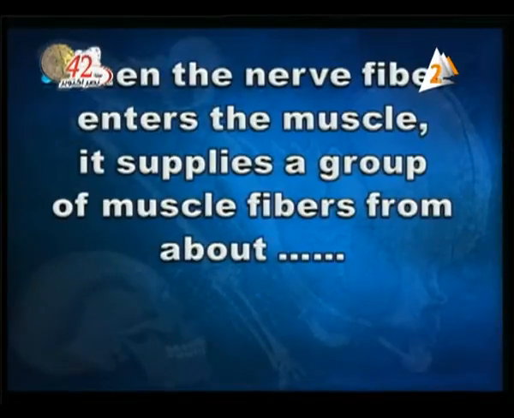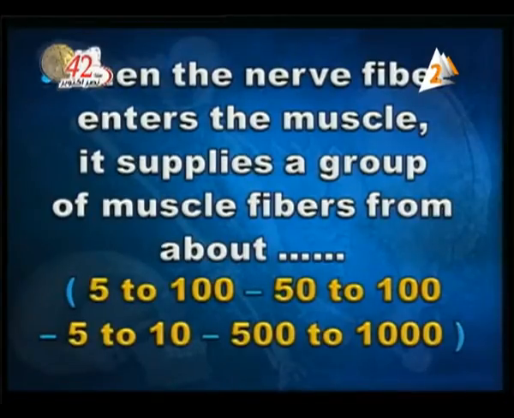When the nerve fibers enter the muscle, it supplies a group of muscle fibers from about space. 5 to 100, 50 to 100, 5 to 10, 500 to 1000. Once again, when the nerve fiber enters the muscle, it supplies a group of muscle fibers from a group of what? Yes, it's from 5 to 100. So when the nerve fiber enters the muscle, it supplies a group of muscle fibers from about 5 to 100.